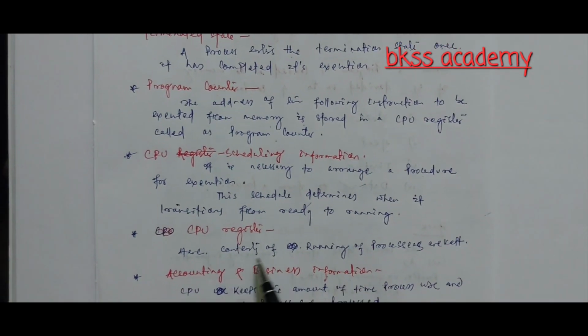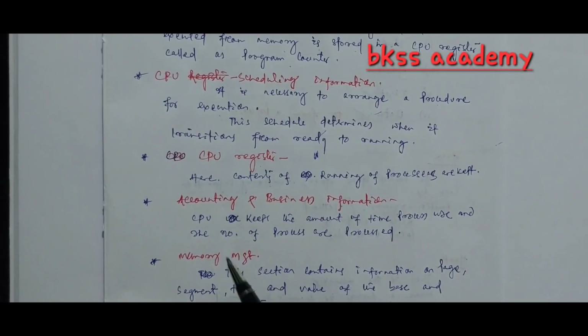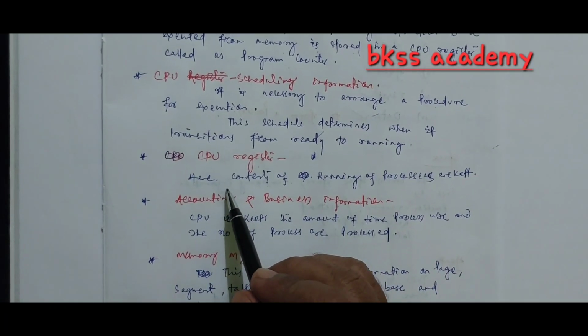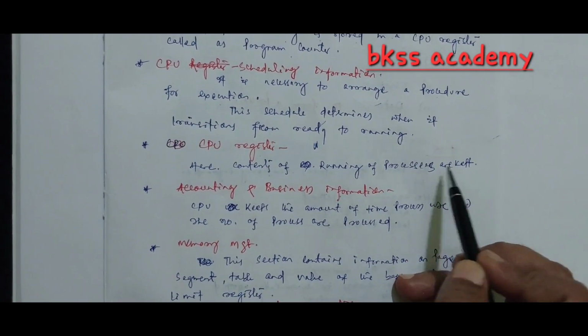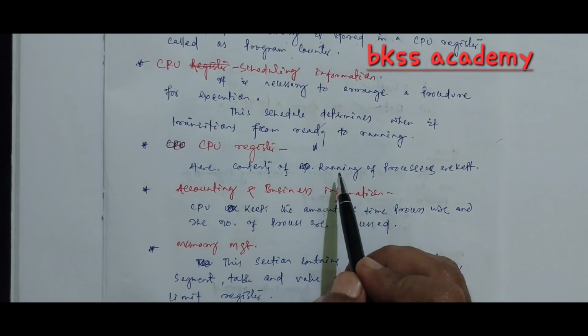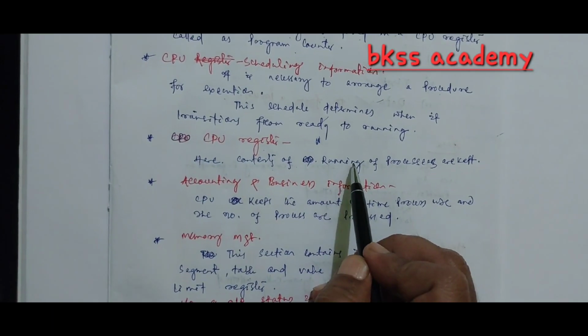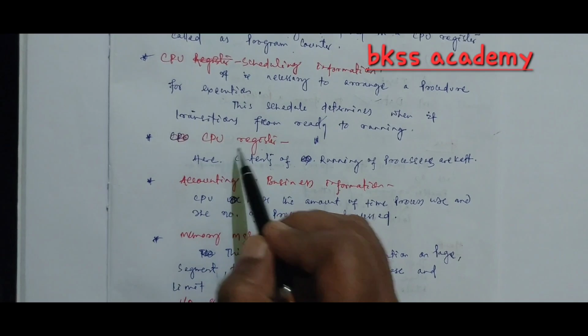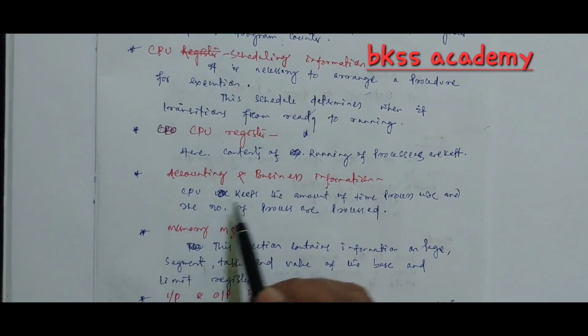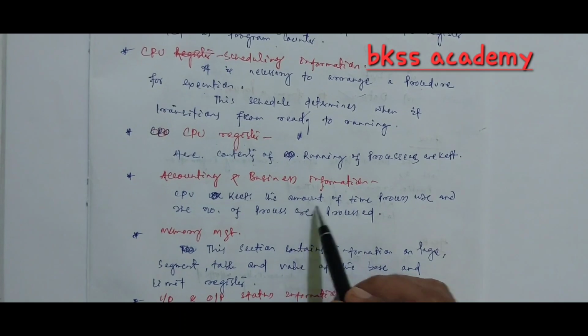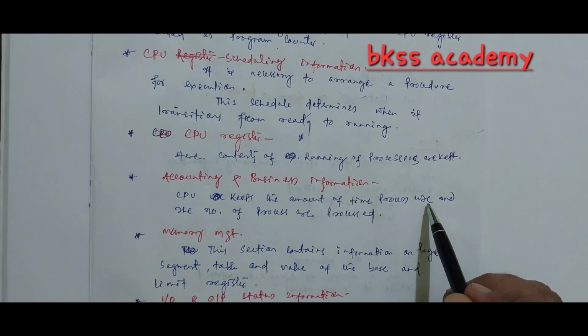CPU registers: here the contents of the running process are kept. The input and output of the running process will be kept in the CPU registers. Accounting information: the CPU keeps the amount of time the process used.